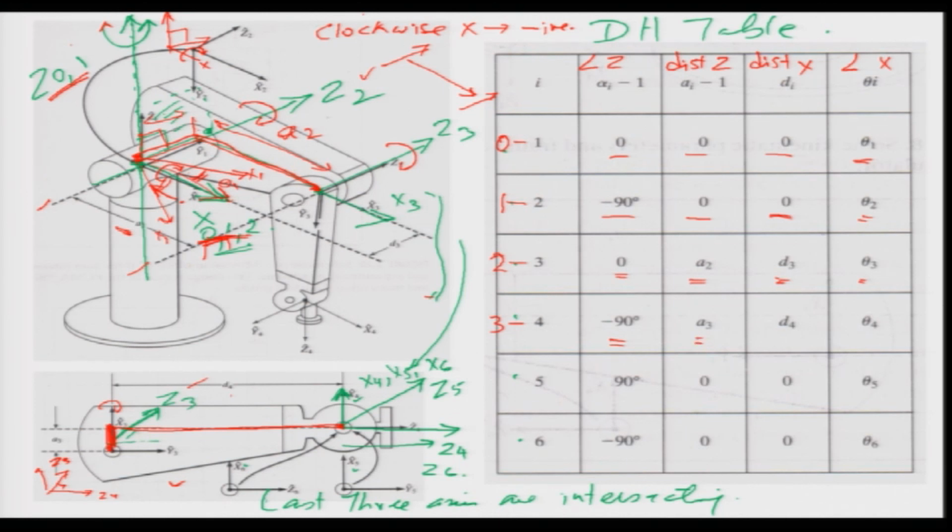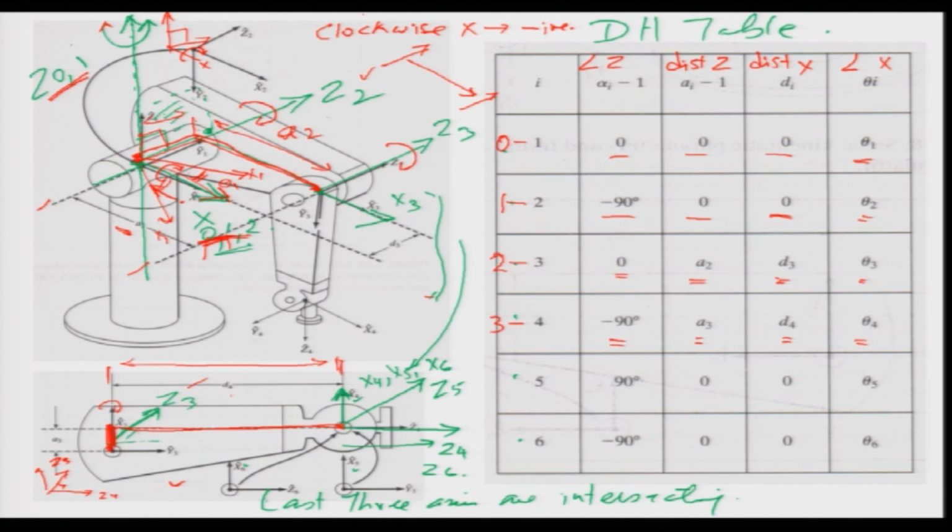Now, what is the distance between the x axis? That is my D. So, where is the x axis? The x axis of Z3 is upward, and the x axis of axis 4 is here. So, there is a distance, this much is the distance, and what we get is D4. Now, when axis 4 moves, what will happen is the angle between the x is going to change, and that is my theta 4, the variable theta 4.